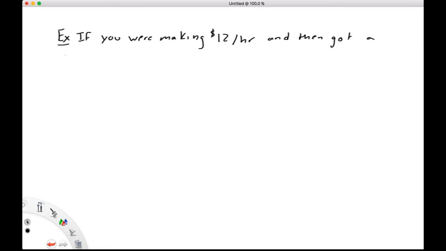Let's say that you had a job and you were making $12 an hour. So if you were making $12 per hour at your job, and then maybe you got a raise, and then got a raise to, let's say, $15 per hour. Can we find the percent increase?